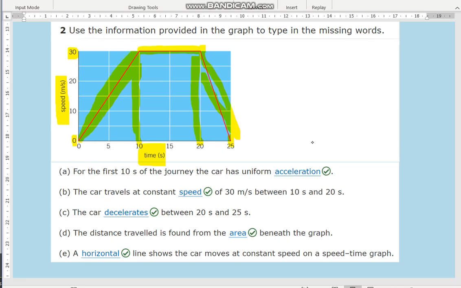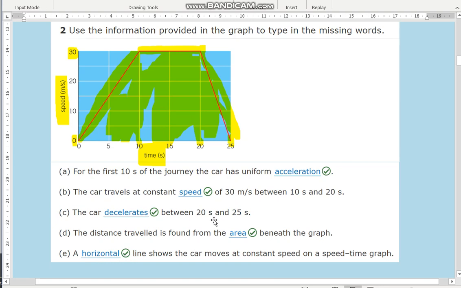The distance travelled is found from the area beneath the graph. So this is, remember, a speed time graph or a velocity time graph, either of those. The area underneath the graph, as we found out last week, is what gives us the distance travelled. A horizontal line shows the car moves at constant speed on a speed time graph.